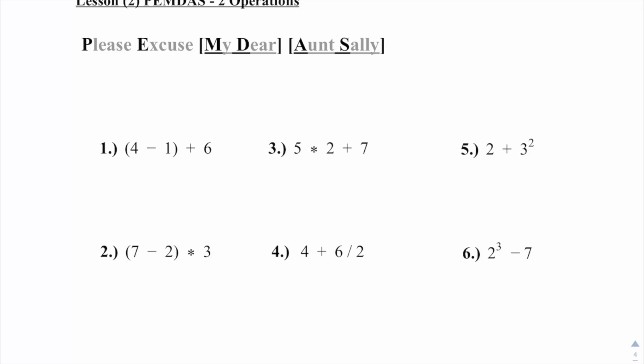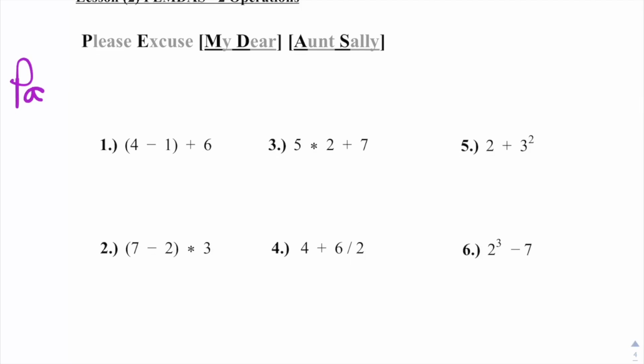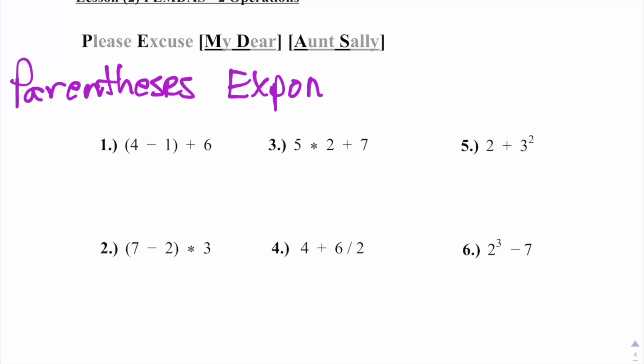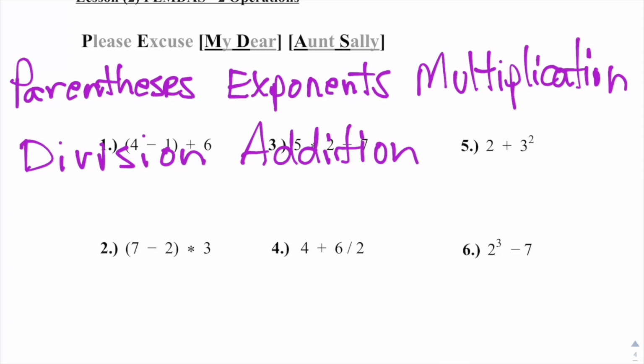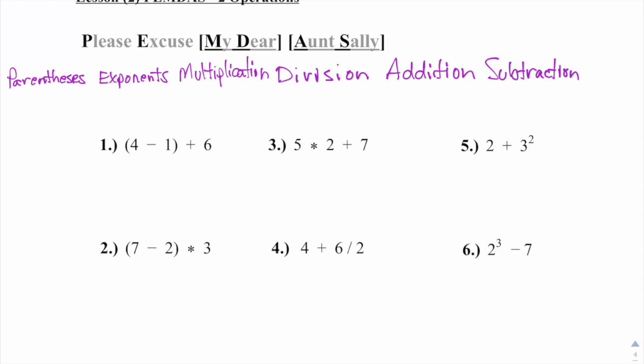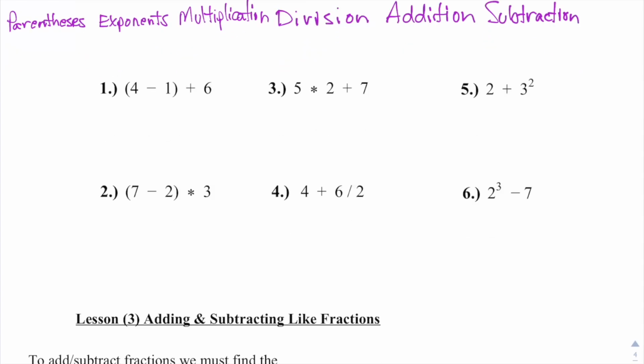The old saying that every math class I ever took used to help everyone remember PEMDAS was, please excuse my dear Aunt Sally. The P stands for parentheses. The E stood for exponents. The M stood for multiplication. The D stood for division. The A stood for addition. And the S is subtraction. I shrank those down just so that they could fit, and now they're in order for you as well.